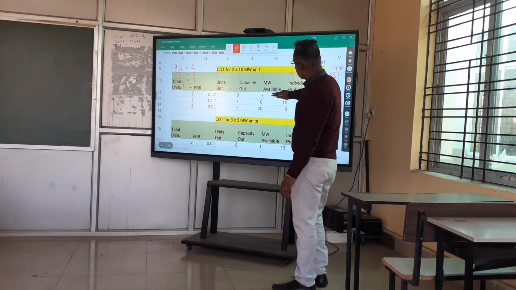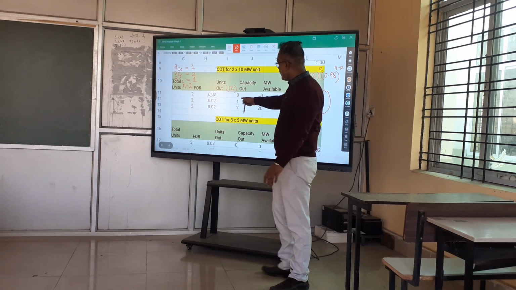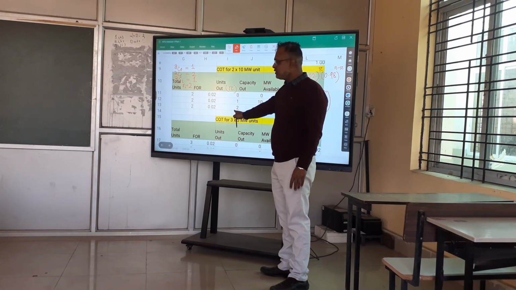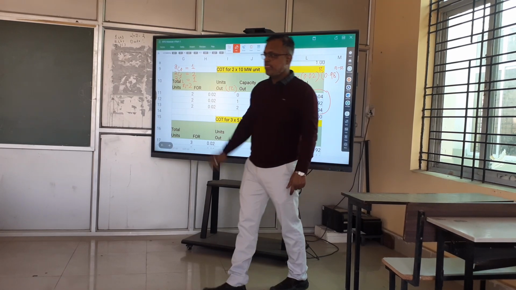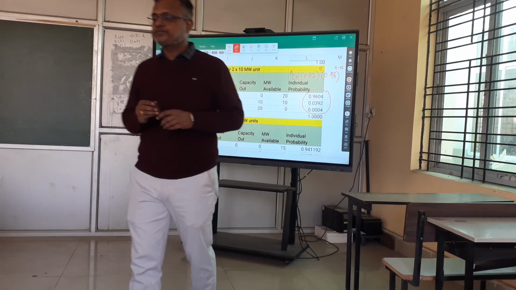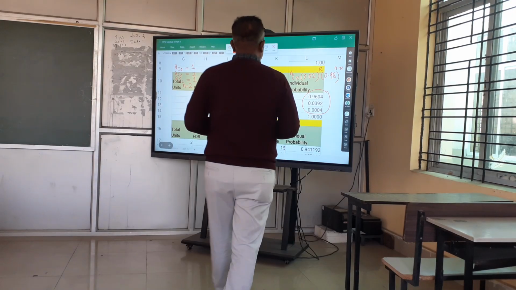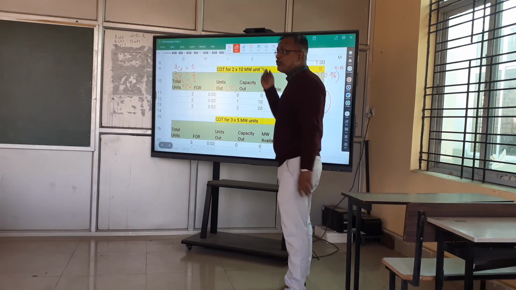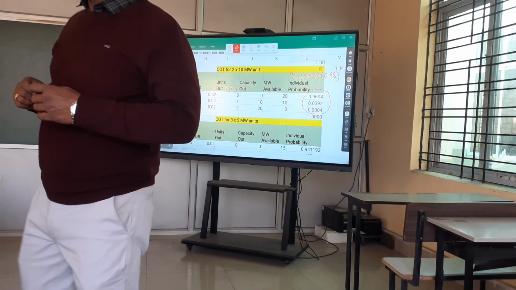What is the r in the first row? r is 0. In the second row, r is 1. In the third row, r is 2. Compute yourself. Don't copy this individual problem. You compute yourself. Now, compute it.